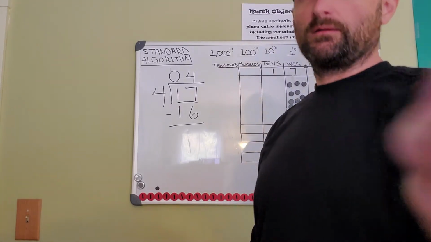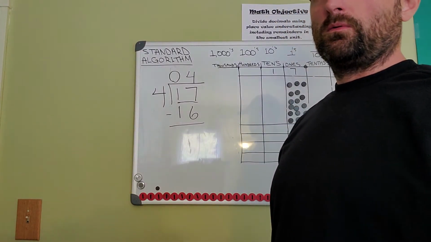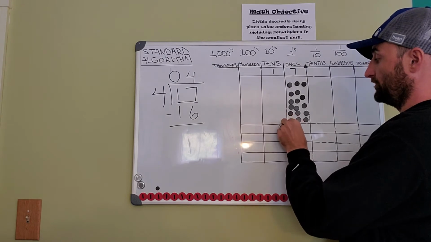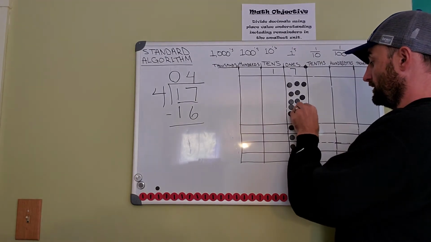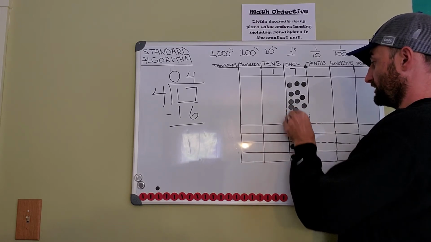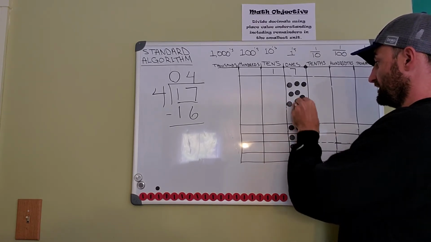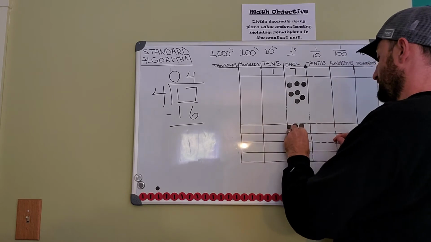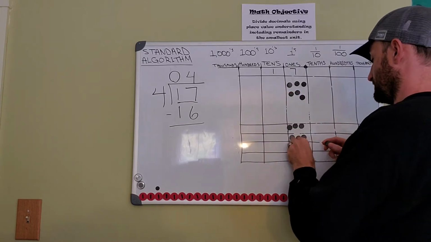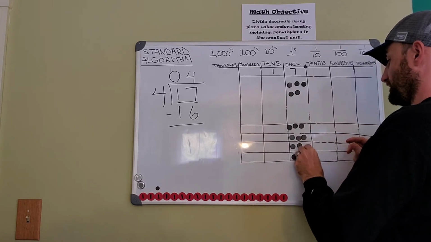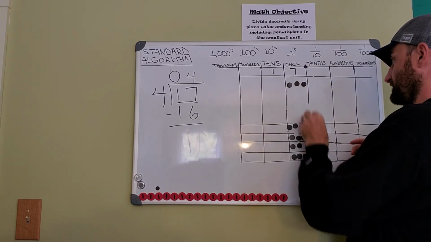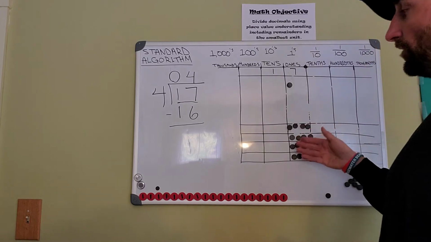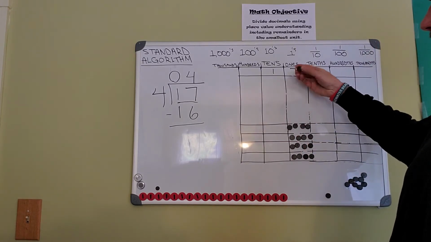So let's see what we've got here. We've got 17 ones, and we decided we could break them into 4 equal groups of 4. 1, 2, 3, 4, 5, 6, 7, 8, 9, 10, 11, 12, 13, 14, 15, 16. So as you see, I have 4 ones in each of those 4 groups, but I'm left with 1 group of ones.